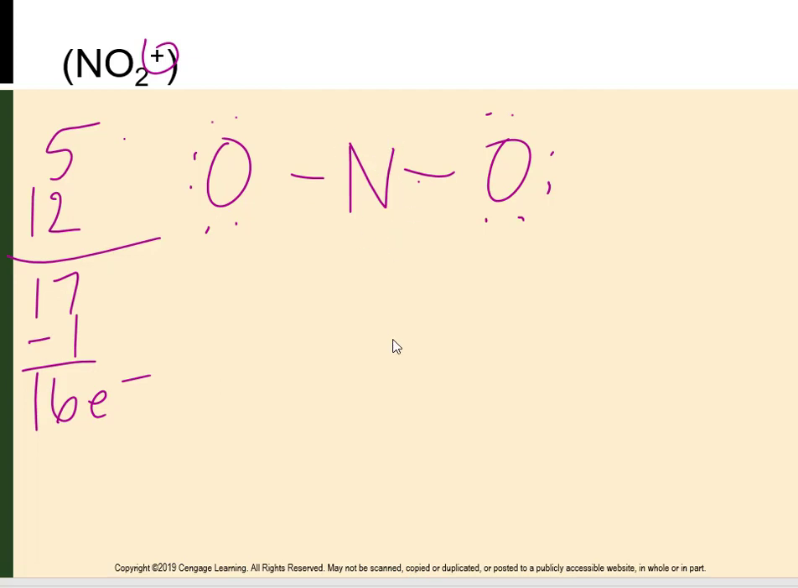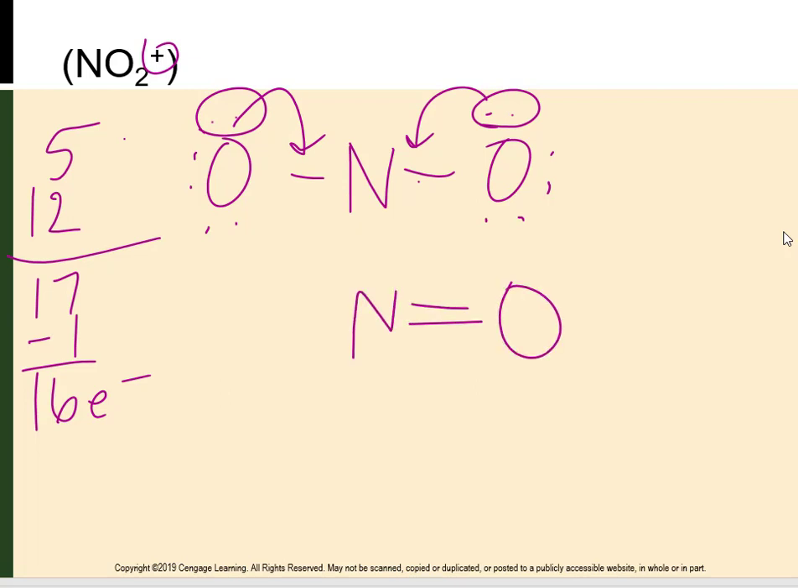Nitrogen is not happy. It does not have 8. So we need to give nitrogen 8. Right now, 1, 2, 3, 4. Let's give it 2 more, 5, 6. And then let's give this oxygen 7, 8. So if we were to rewrite this, this N will be double bonded to the O, and it will have 2 lone pairs. And this N is double bonded to the O, and it has 2 lone pairs.